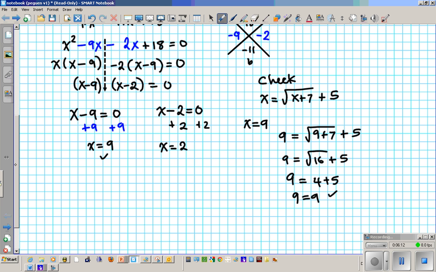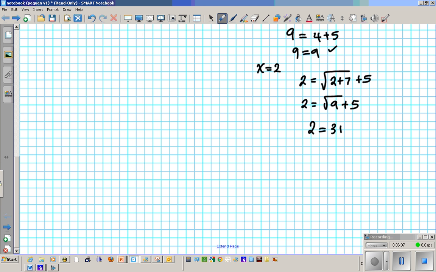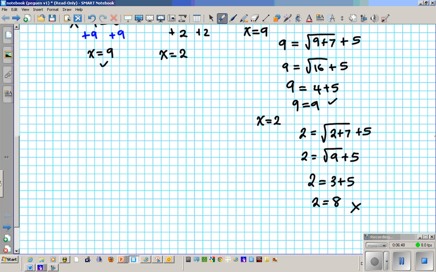Next, we're going to test x equals 2 to see if it's an extraneous solution or not. Plugging 2 into the original equation, is 2 equal to the square root of 2 plus 7, plus 5? Is 2 equal to the square root of 9 plus 5? Is 2 equal to 3 plus 5? Is 2 equal to 8? Absolutely not. So this is like the shoe, this is not a solution. This one right here is extraneous. It's not a valid solution. So our solution is x equals 9 because it passed the test.